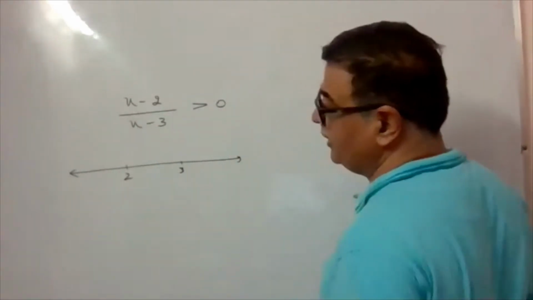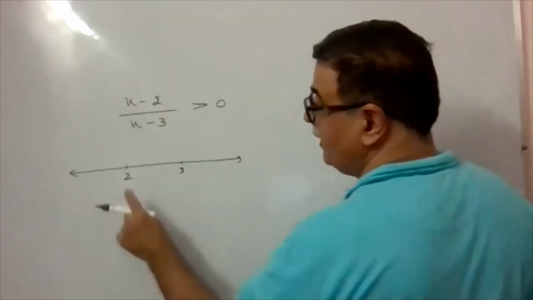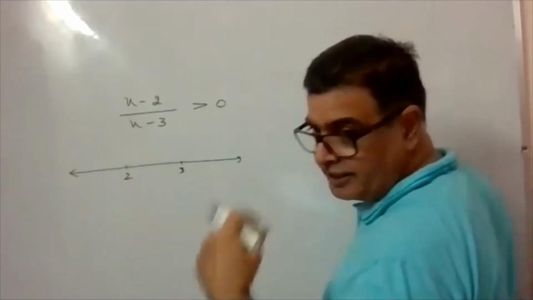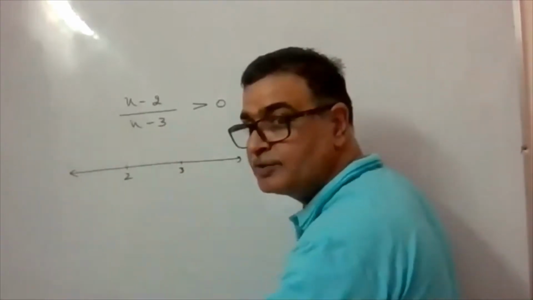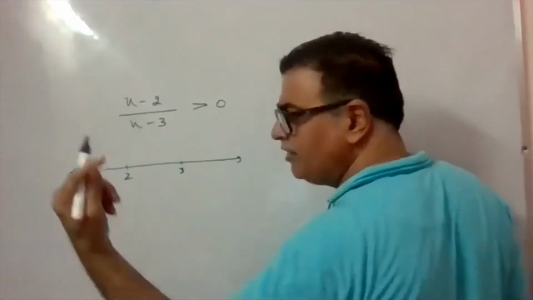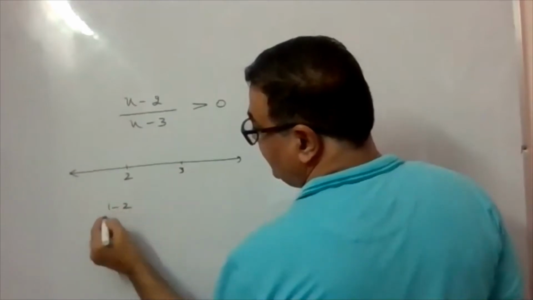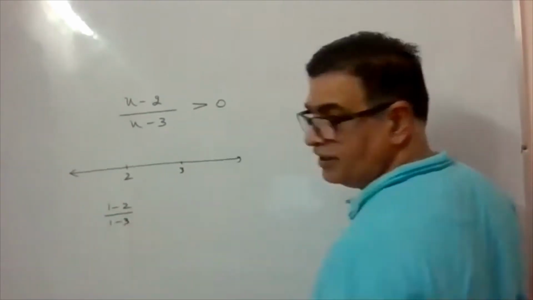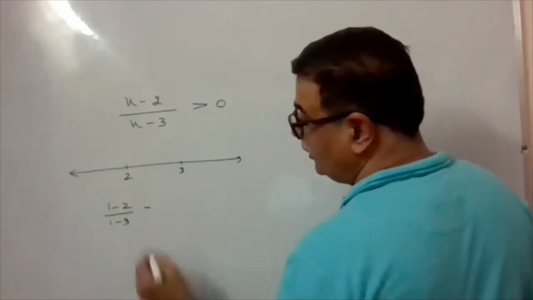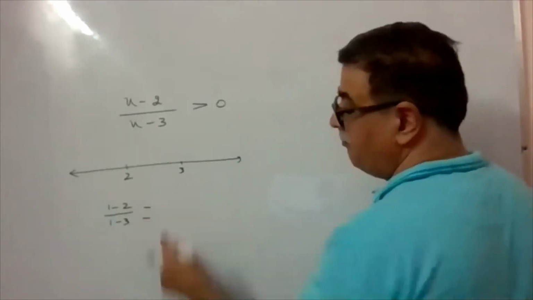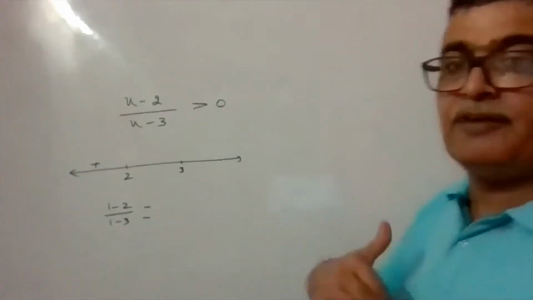Now what I do here, I take the value less than 2. When you take less than 2, can 1 be taken? Less than 2 can be 1, 0, minus 1, minus 2, anything you can take. So any one example you take. For example, I'll take 1. Then I'll get 1 minus 2, and this will be 1 minus 3. The numerator comes minus, the denominator is minus. Minus and minus get cancelled out, so it will come out to be plus when you take the value less than 2.